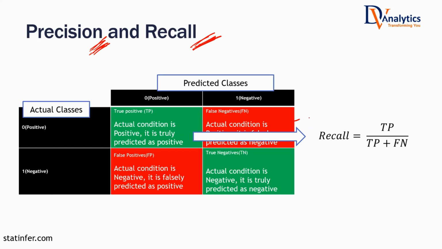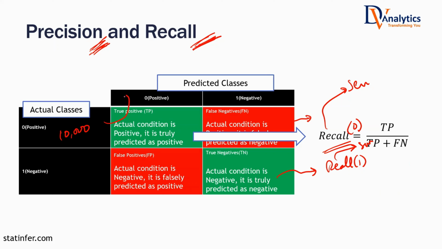Whatever we called sensitivity is known as recall of class 0. Whatever we called specificity is known as recall of class 1. Recall of class 0 is sensitivity. Recall of class 1 is specificity. Now we are looking at it from the actuals point of view. Out of all, let's say, 25,000 customers, how many of them are predicted accurately? We are looking at it from the actual point of view.